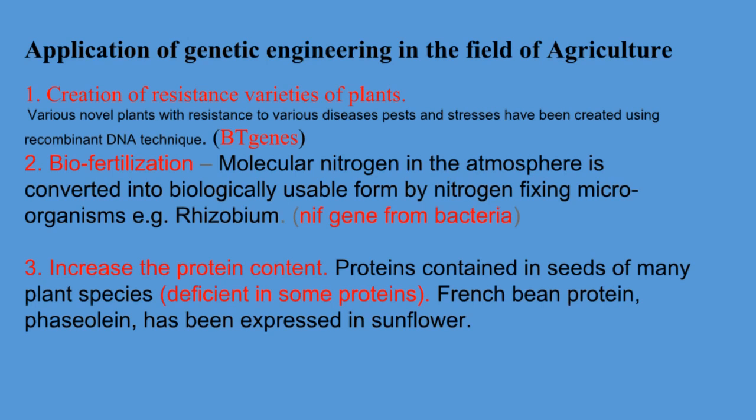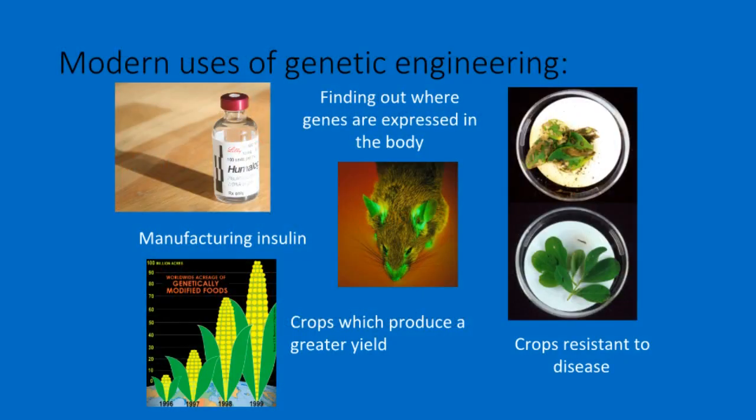NEF gene from bacteria. 3. Increase the protein content. Proteins contained in seeds of many plant species are deficient in some proteins. French bean protein, phaseolin, has been expressed in sunflower. Modern uses of genetic engineering: finding out where genes are expressed in the body, manufacturing insulin, crops which produce a greater yield, and crops resistant to disease.